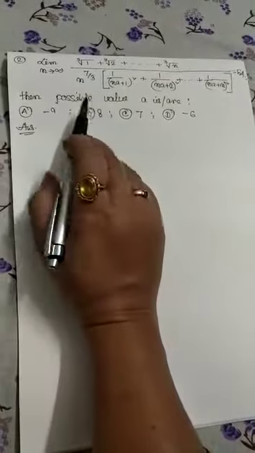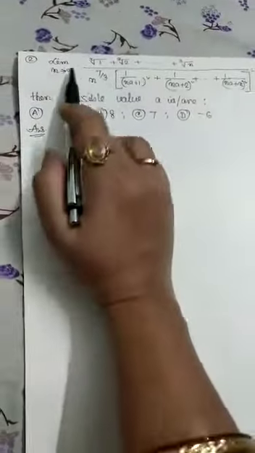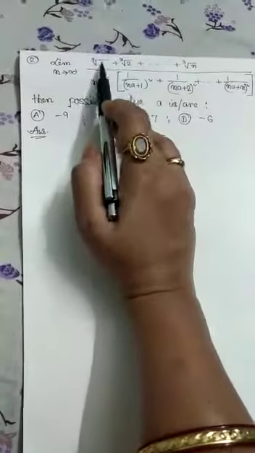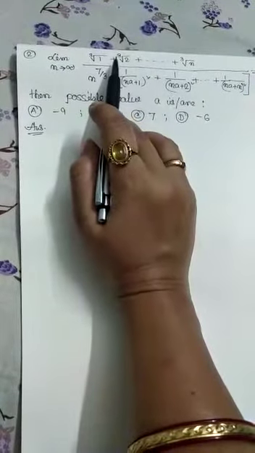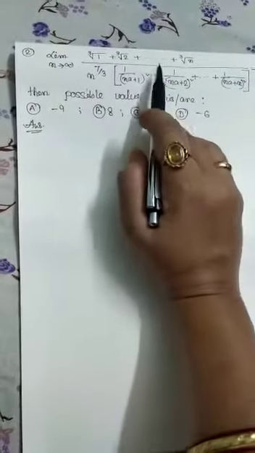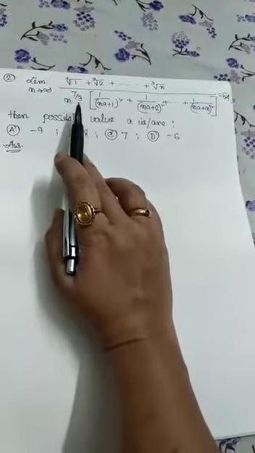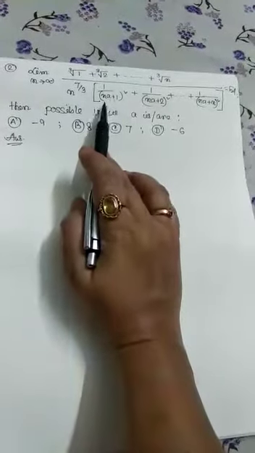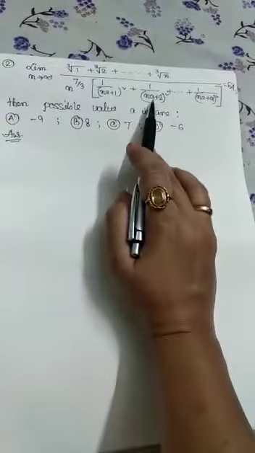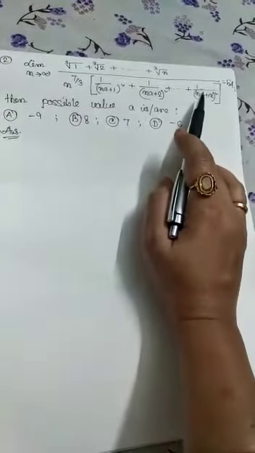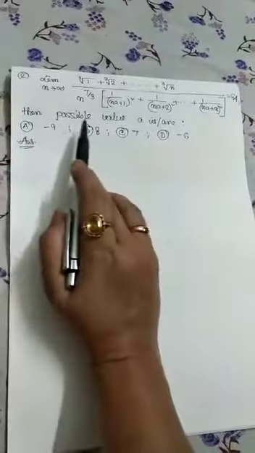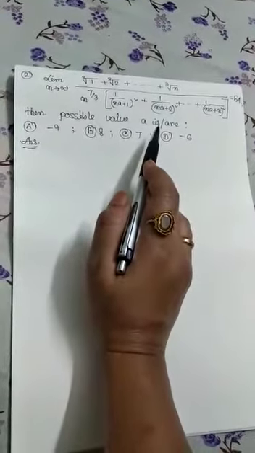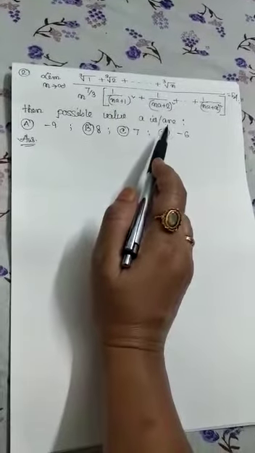Paper 2, question number 2. Limit n tends to infinity, (cube root 1 plus cube root 2 plus up to cube root n) divided by n to the power 7 by 3, times (1 by (na plus 1) whole square plus 1 by (na plus 2) whole square plus up to 1 by (na plus n) whole square) is equal to 54. Then the possible values of a is or are.